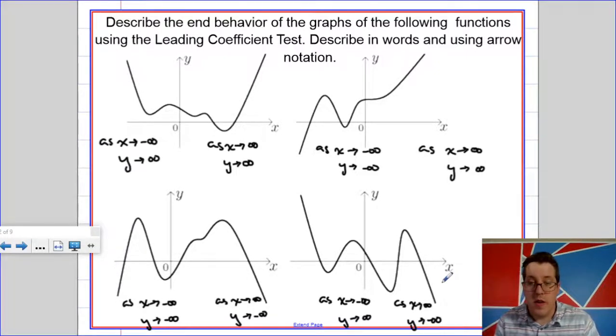All right, here's what I got for arrow notation. Now, to describe it in words, let's take a look at this one. The graph rises to the right and falls to the left. That's one way to say it. The graph is getting bigger as you're moving towards the right and getting smaller if you move towards the left.